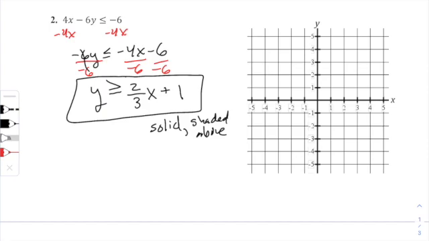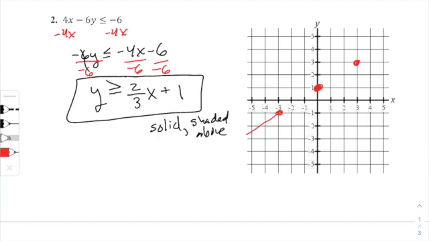And here we go. So y-intercept is 1. Put a dot there. The slope is 2/3. Up 2 to the right 3, or down 2 and to the left 3. Hopefully you're back on board with that.